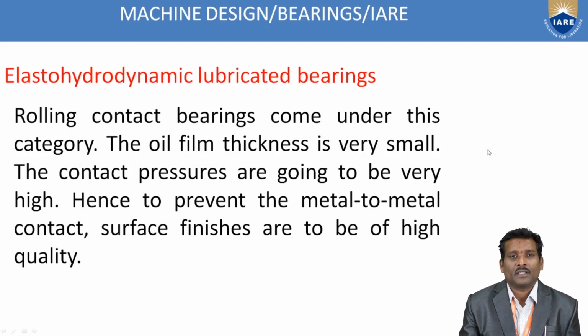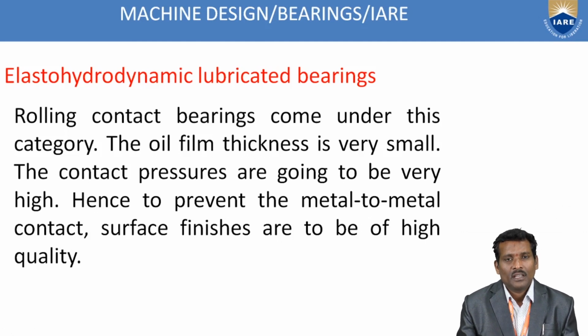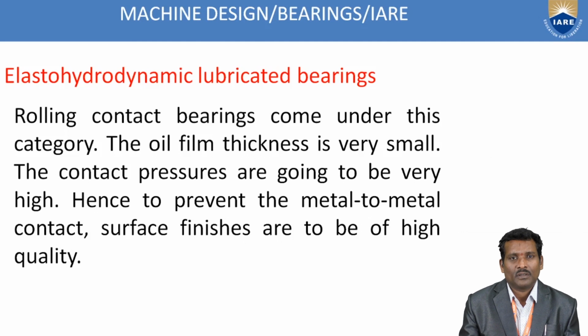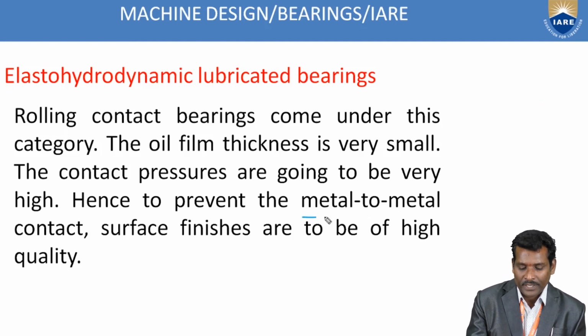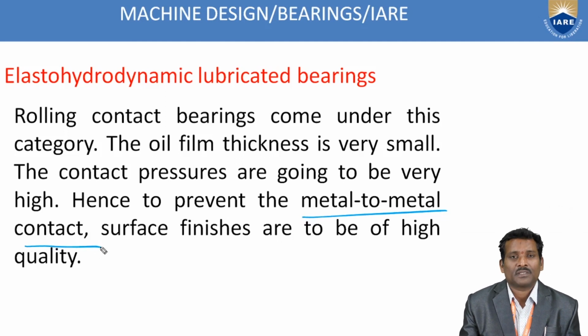In the next case, the third case, the elastohydrodynamic lubricated bearings. In this, there is no need for an external agent, and no need for sufficient lubrication also. The contact surfaces of the metals themselves generate sufficient pressure inside the bearing. The rolling contact bearings come under this category. The best example for an elastohydrodynamic lubricated bearing is ball bearings. It prevents metal to metal contact, and the surface finish needs to be of high quality.